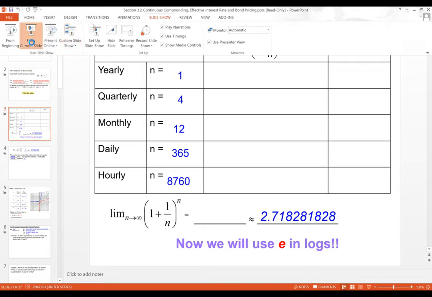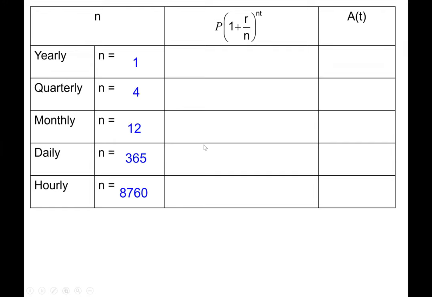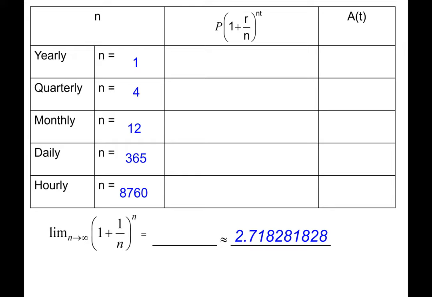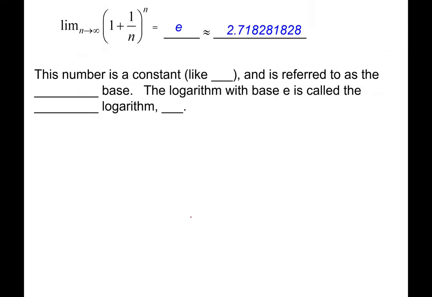Now let's keep going. So we actually come up with this number. So basically when n approaches infinity here, if you simplify what we did in the table, this limit will approach e, which is 2.718281828, right? It's just like pi. e is like pi. It has infinitely many decimal places, which we refer to as the natural base.